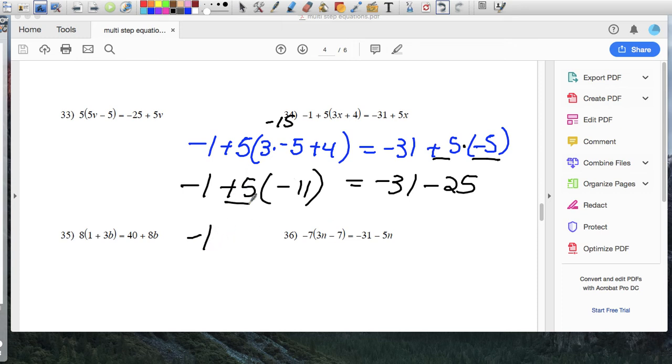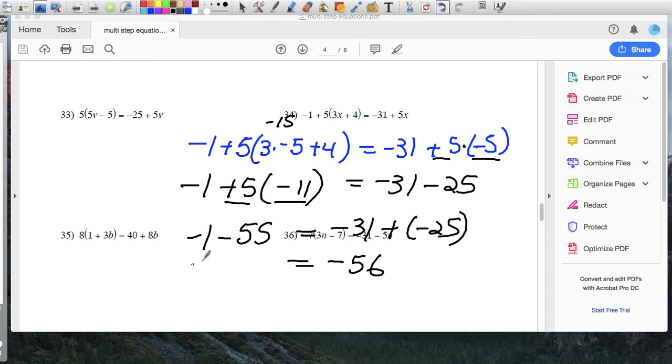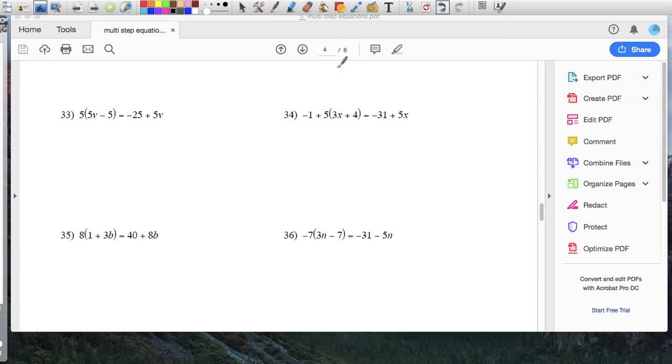Yeah. Negative 1: positive times a negative is a negative, and 5 times 11 is 55. -31 plus -25 gives you, they're both negatives, -56. And same thing here, -1 plus -55, they're both negatives, and you get -56. That's 34. Yeah, 2 more. 49 is next.